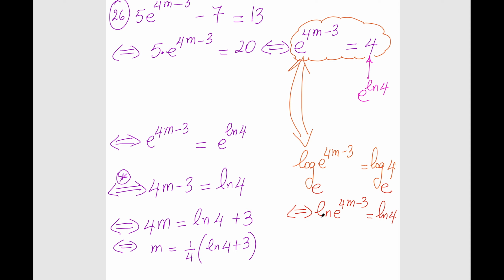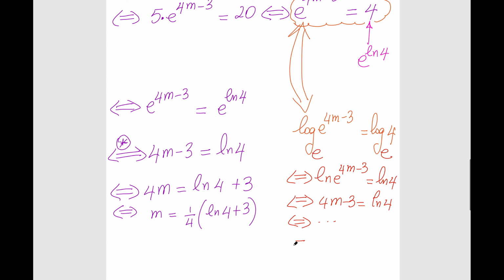All right, and then ln back to back with e, as we just explained, they neutralize each other's action, and then you're left with 4m minus 3 is equal to ln of 4, which is this stage. And then we can proceed exactly as we did before. Correct? So from here we can simply say that 4m minus 3 is equal to ln of 4, which at the end of the day we should get the same thing as we got over there, right? 1/4 ln of 4 plus 3. Does this make sense?